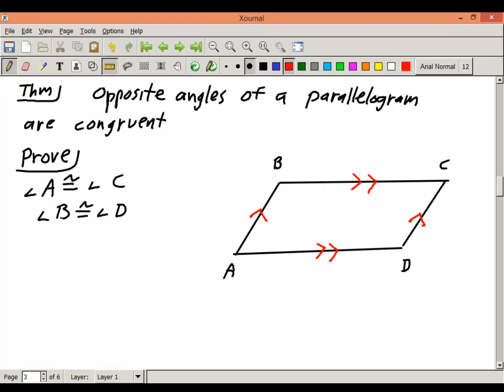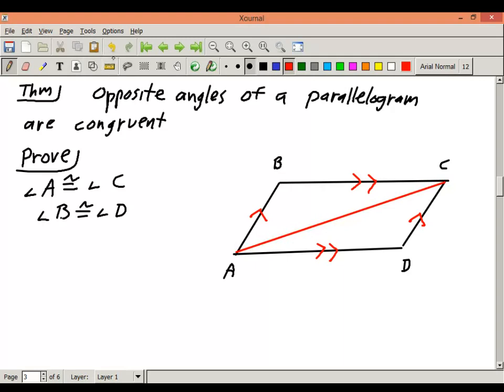Okay, we also have the theorem that opposite angles of a parallelogram are congruent. So there you see a parallelogram, top and bottom sides are parallel, left and right sides are parallel. We're going to prove that opposite angles are congruent. So you see what we're trying to prove there: angle A is congruent to angle C, and angle B is congruent to angle D. So the way we're going to prove that is I'm going to draw a diagonal in here from A to C.